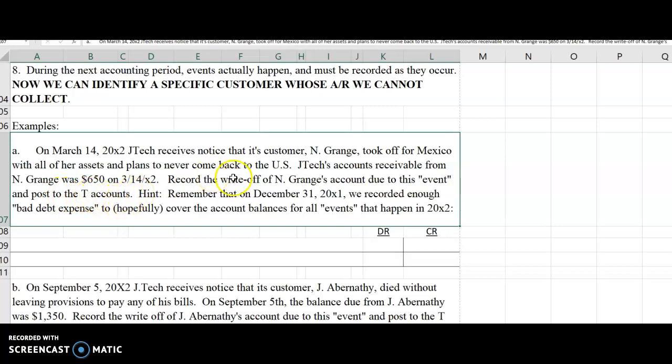Hint: remember that on December 31st, X1, we recorded enough bad debt expense to hopefully cover the account balances for all events that happen in the following year, X2. We do not write the words bad debt expense in any journal entry under the allowance method unless we are doing the annual provision for bad debts. And that's not what we're doing here. We are simply writing off an account because an event happened.